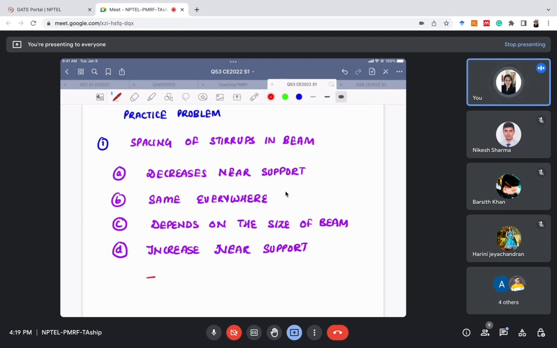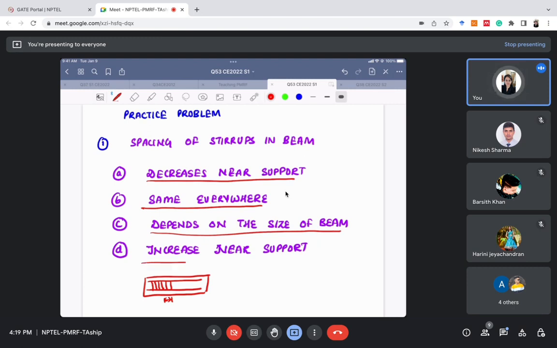So in a beam, we provide stirrups, right? This is longitudinal reinforcement and we provide vertical stirrups. They are asking whether the spacing between these stirrups decreases near the support, is kept the same everywhere, depends upon the size of the beam, or increases near the support. Four options are given to us.